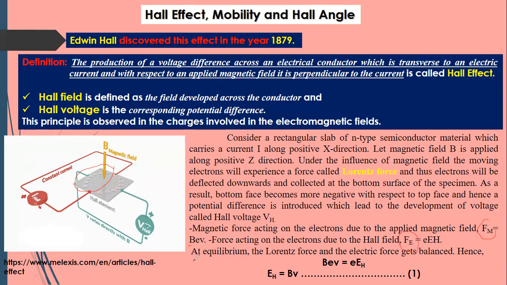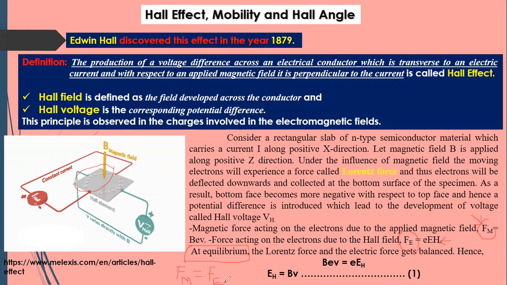At equilibrium, or we can say at the initial stage, if both the magnetic force and the electric force acting on the electrons are in equilibrium, in this case the Lorentz force and the electric force get balanced. This is the electric force, and this is the Lorentz force, and both forces are balanced. So we can write F_M equals F_E, that is, the Lorentz force is equal to the electric force.